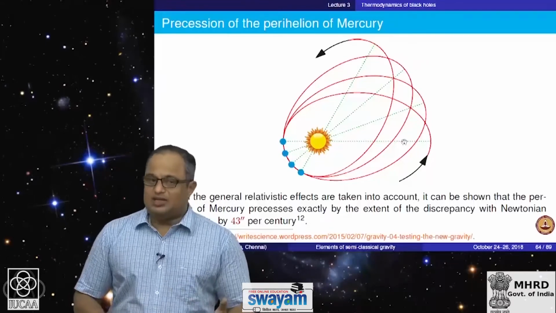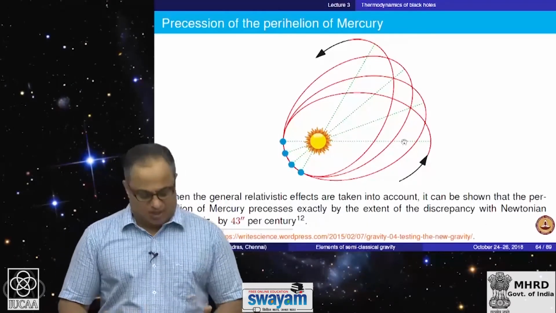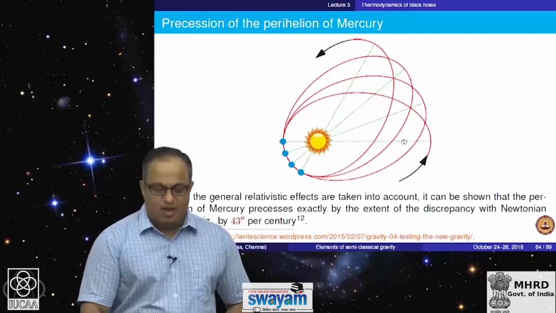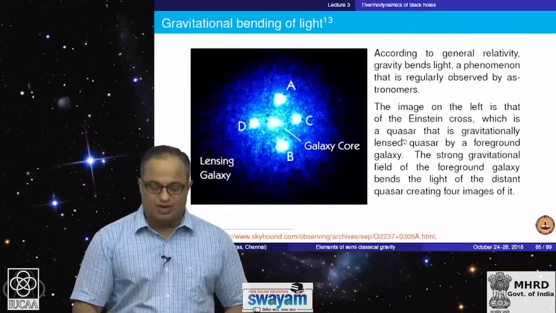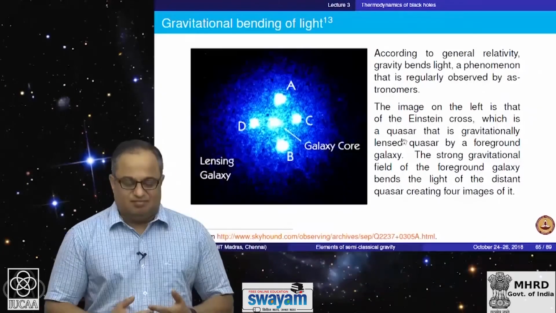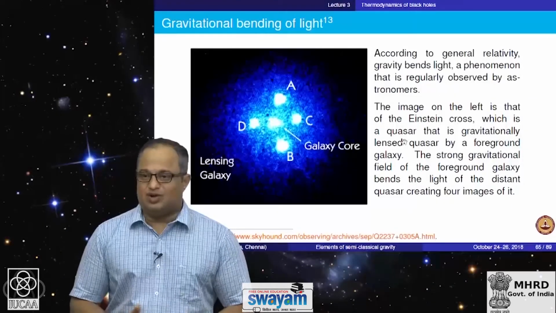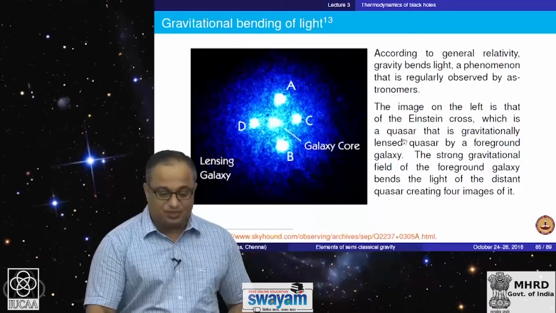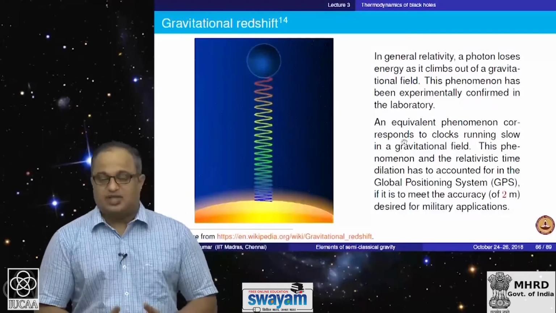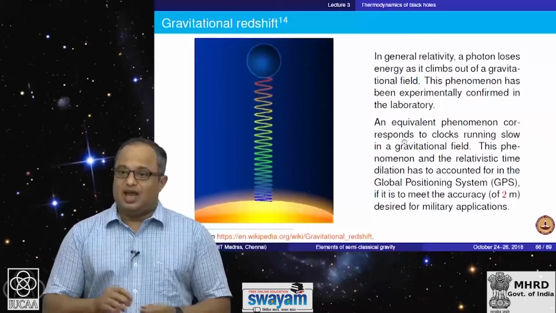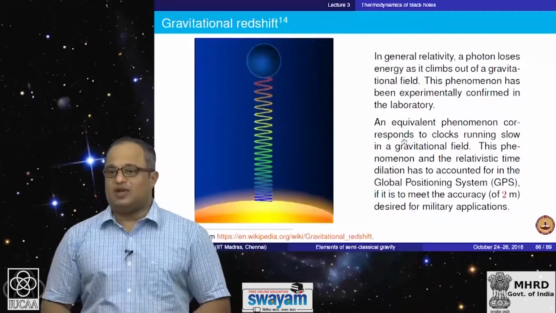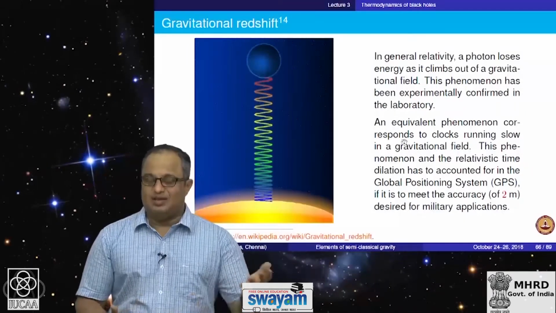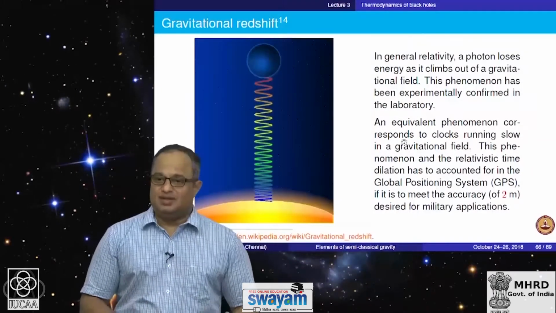And general relativity is well tested. I presume all of you are familiar with these classic tests of general relativity. It is able to explain the precession of the perihelion of Mercury. It is able to explain gravitational bending of light, which in the context of cosmology or astrophysics is constantly observed. This is well tested today, and the gravitational redshift occurs as light loses energy as it emerges out of a gravitational field. These are the classic tests of general relativity. There are more modern tests involving recent observations of gravitational waves from merging black holes.